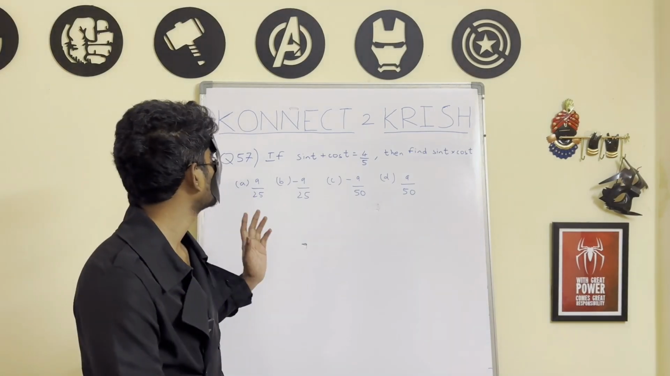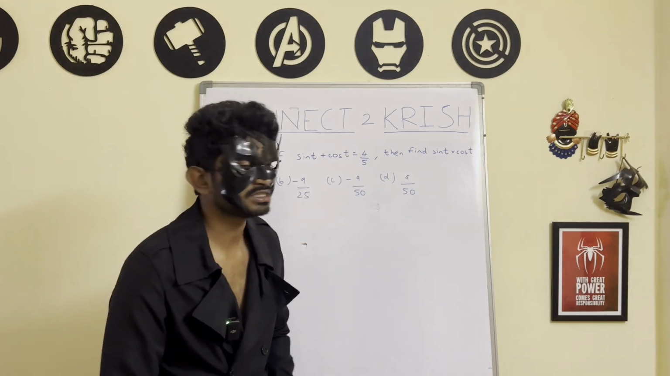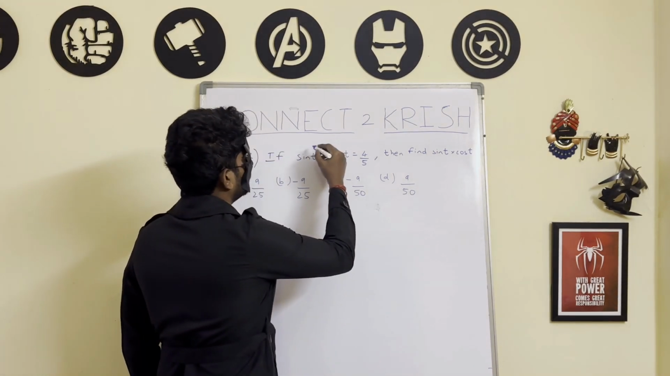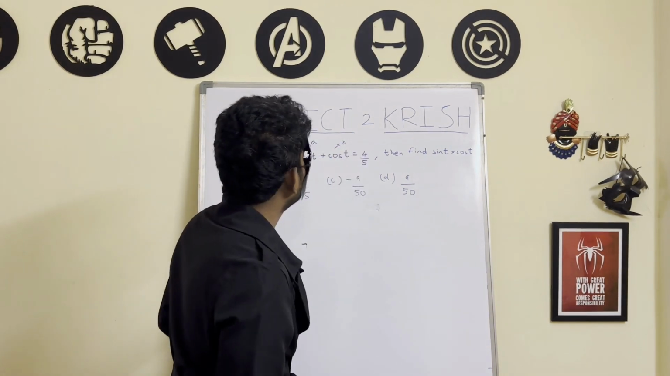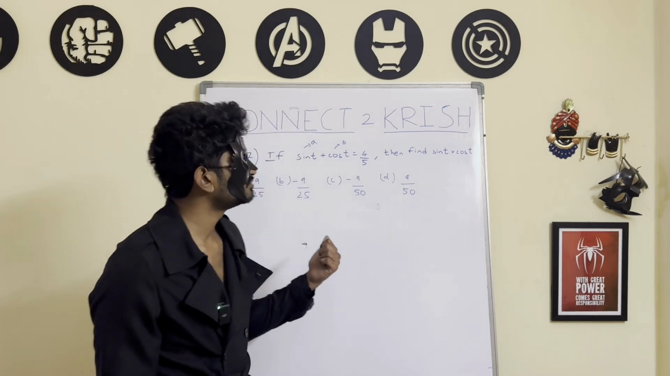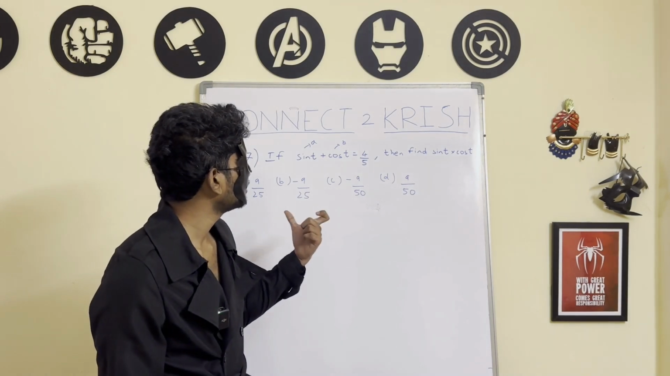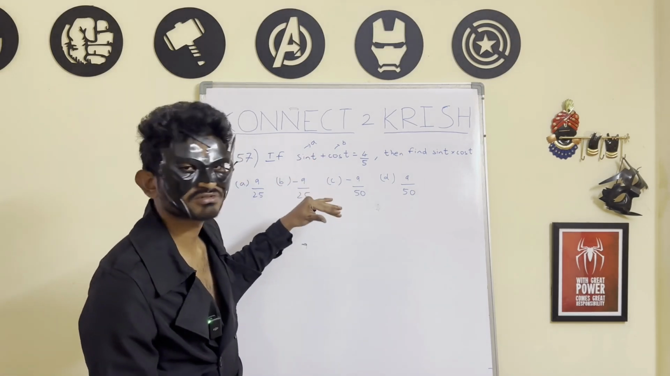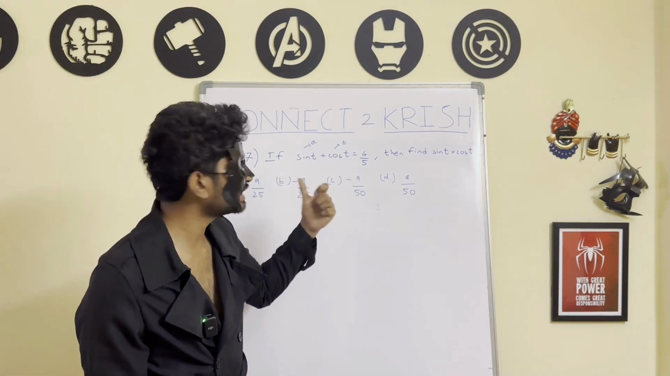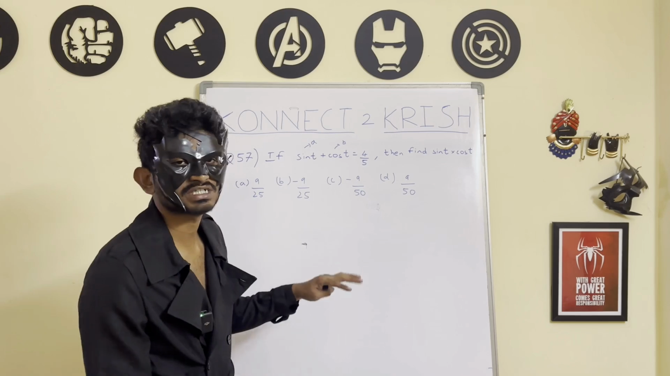So superhumans, next question is if sin t plus cos t is equal to 4 by 5, then find sin t into cos t. Let me take this as A and this as B. Now they have given the value of A plus B and they are asking us to find the value of AB. This will be possible only when I square this equation, because (A plus B) whole square is nothing but A square plus B square plus 2AB. You can get the AB value from there. And we also know that sin square theta plus cos square theta is equal to 1.